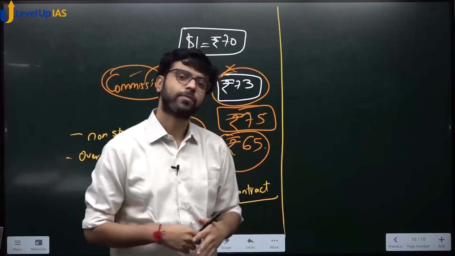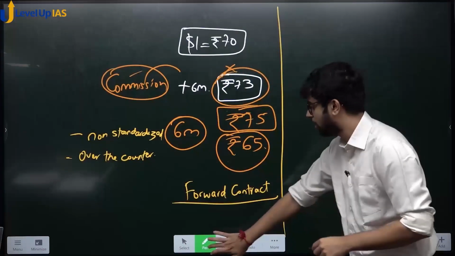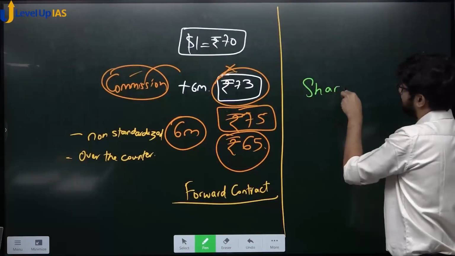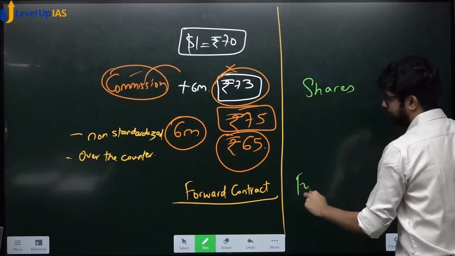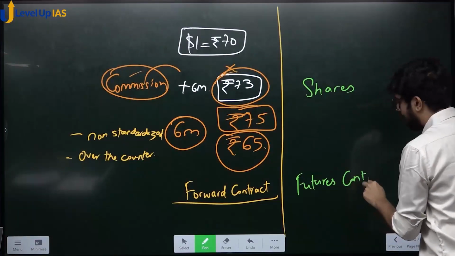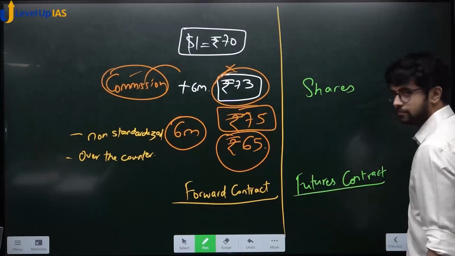Lock kar dete. Okay? For shares, this is called, pay attention, futures. I'm just explaining the concept, nothing else. Okay?